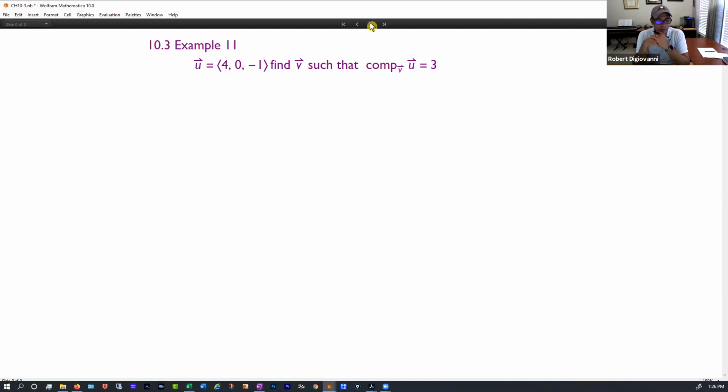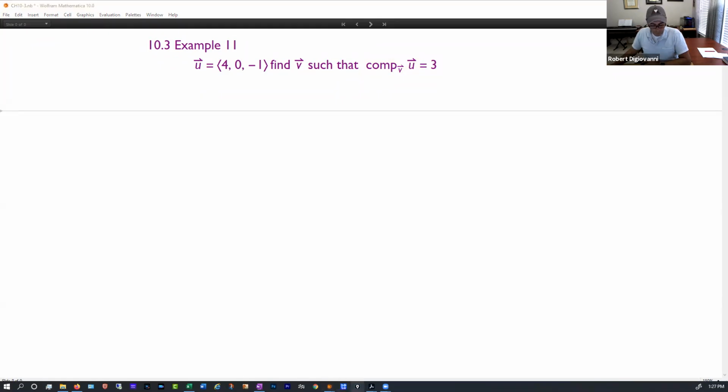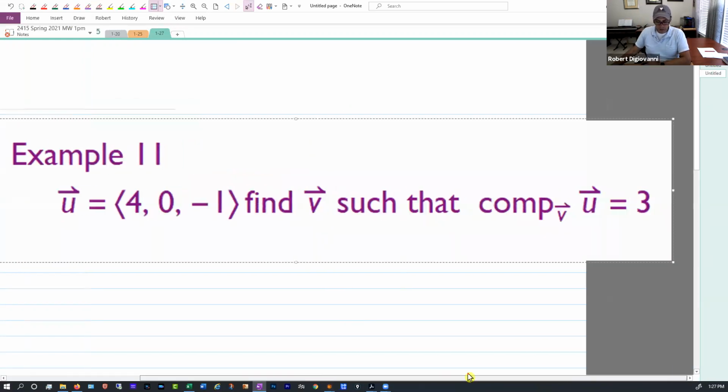So here we're given a vector u is 4, 0, -1. We want to find a vector v such that when you project u onto v, you get a vector that has a length of 3. That's what that's saying. So they're giving you a vector u. I'm going to try and draw this first because I think it's good to understand this before we actually just start grinding away.